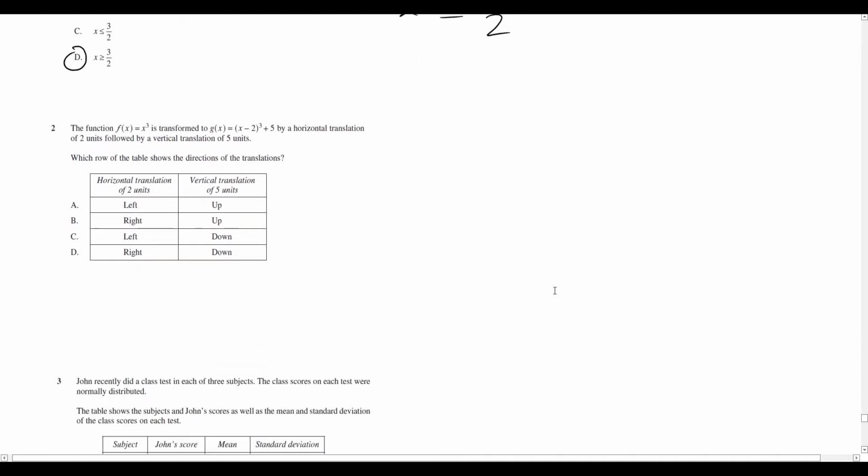The function f of x equals x cubed is transformed to g of x equals (x minus 2) cubed plus 5 by a horizontal translation of 2 units followed by a vertical translation of 5 units. Which row of the table shows the direction of the translations? Firstly, let's begin with that horizontal translation. We should know by now that if we take the x minus 2, as we have done here, then that's just going to be shifting it to the right by 2 units.